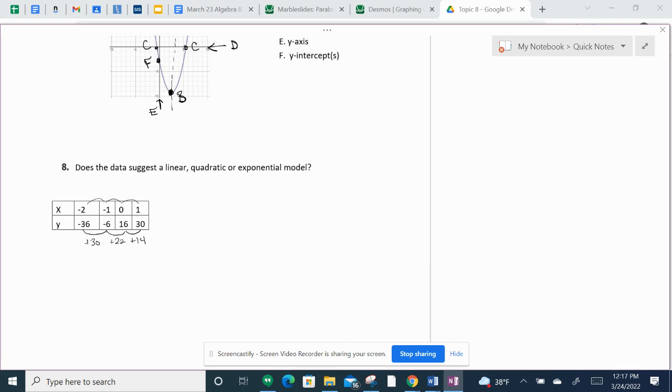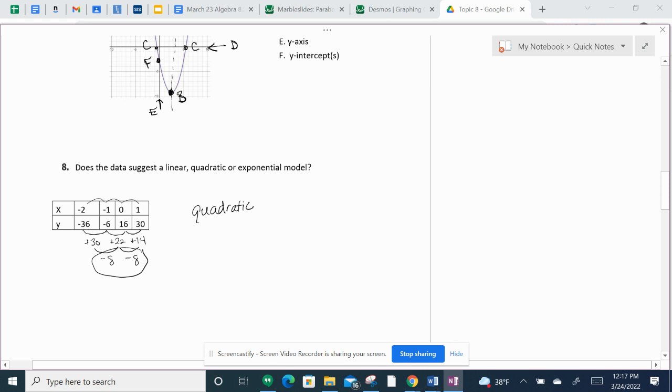So now I look for the second difference and I say, okay, between 30 and 22, this time I subtracted 8. And between 22 and 14, I subtracted 8 again. Since those are consistent, that suggests that this is a quadratic model, or that a quadratic model would best fit this data.